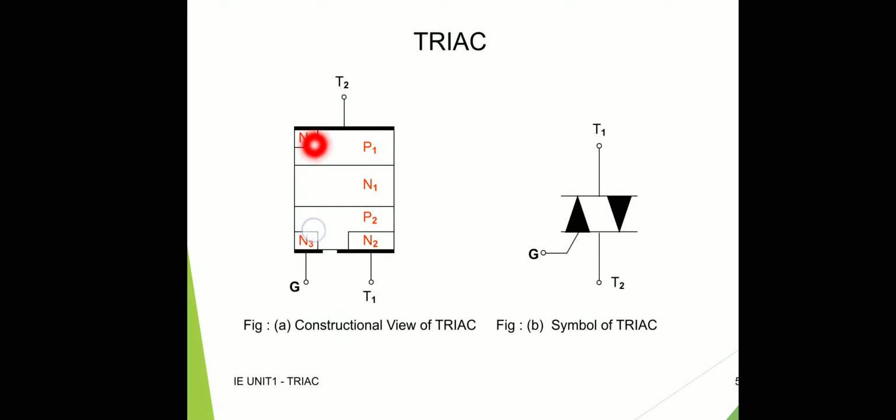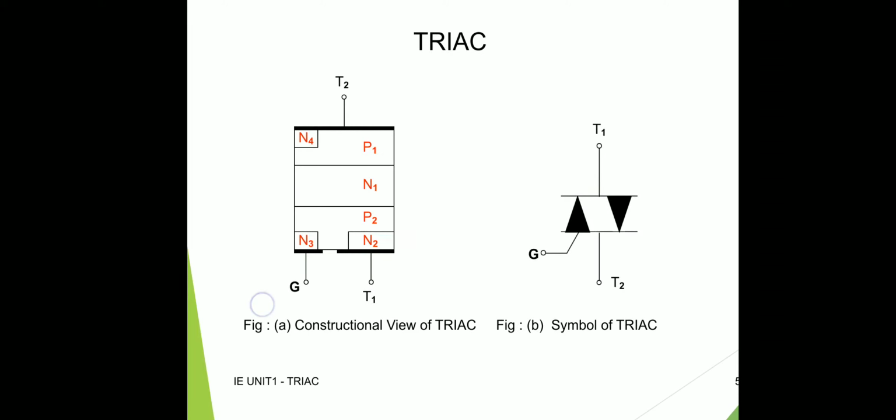T2 is at P1 and N4, and T1 is at N2 and P2, connected at N2 and P2, and the gate is near to terminal 1, at N3 and P2. You see the connections. This is aluminum metal, and this is the construction of the triac. And here you can see the symbol of the triac.